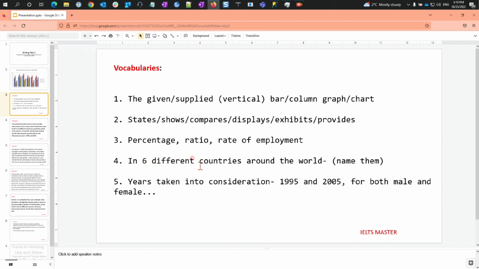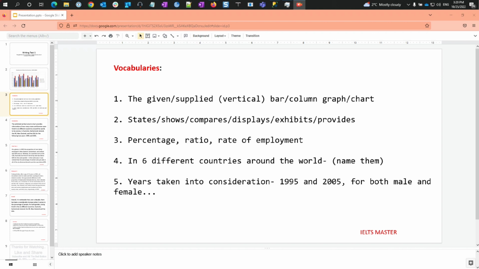You can say in 6 different countries around the world, and then name them like the way we have done in our answer. And the last one is when you are talking about the years, you can say the years taken into consideration or the year selected. And again, for both male and female, because male and female is not mentioned in your question, you can go ahead and add that very well.